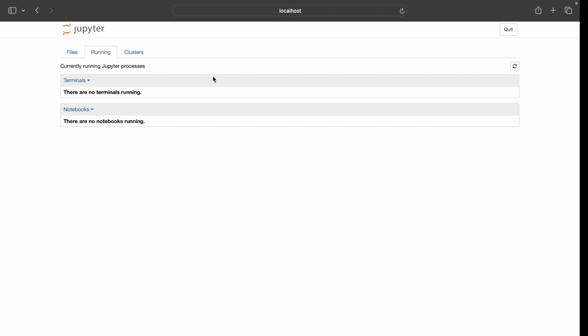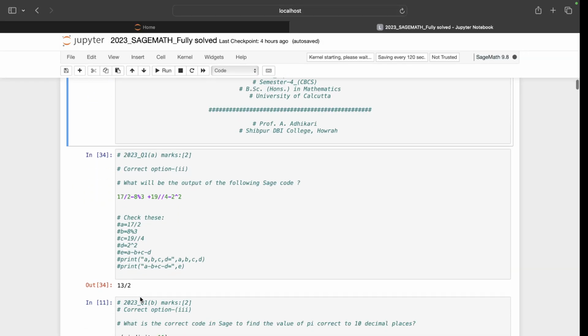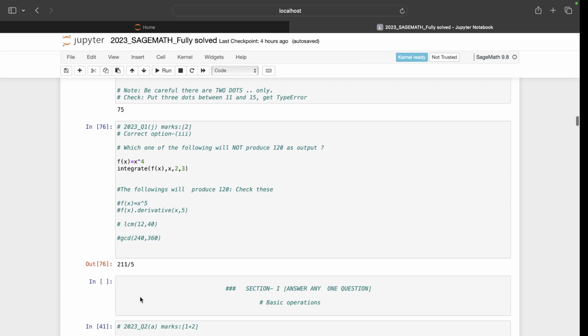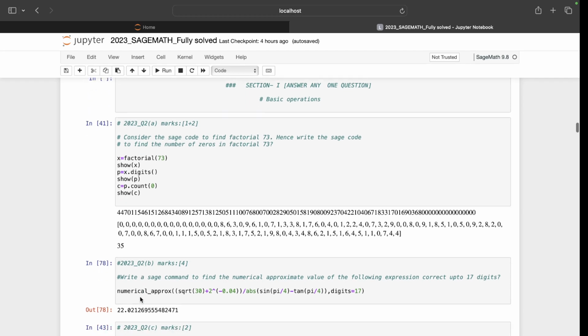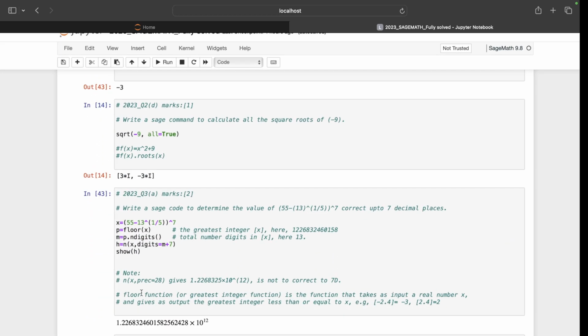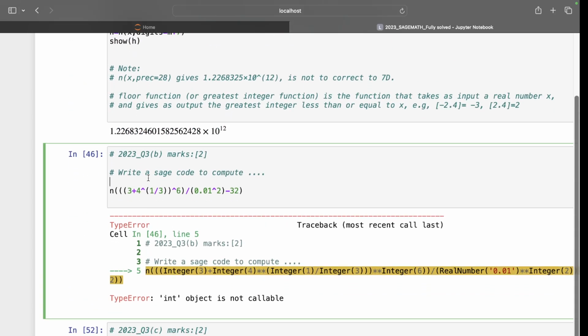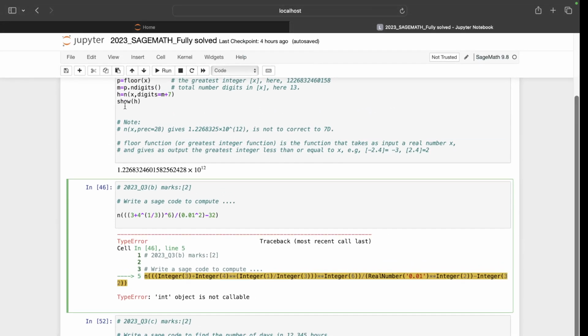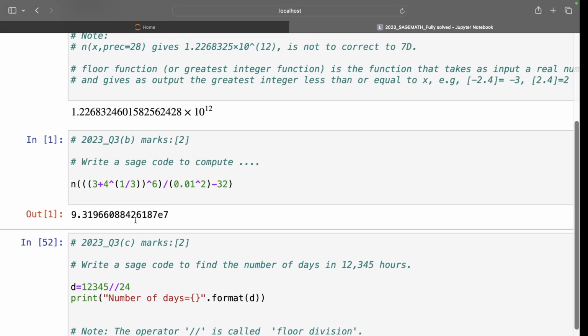Shut down the running code, again open the file. Actually, this is in Jupyter. This is the correct answer: 9.31966088426187 E7. E7 means 10 to the power 7.